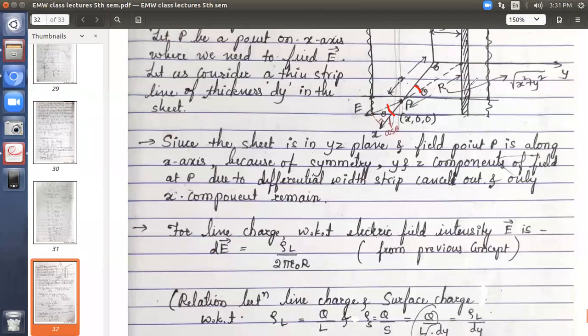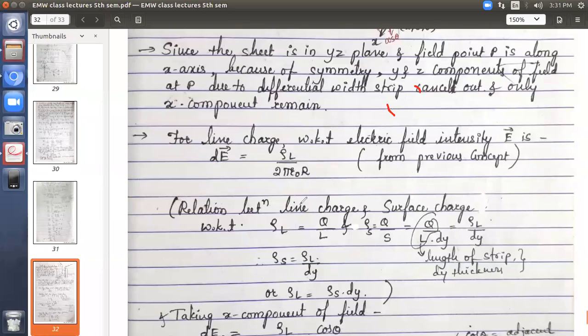Okay, I have explained the figure now. Coming back to the discussion, we want to have a relation between line charge and surface charge, because we have already derived this expression in the previous session. We will just replace rho L with rho S. Then we can continue the derivation.